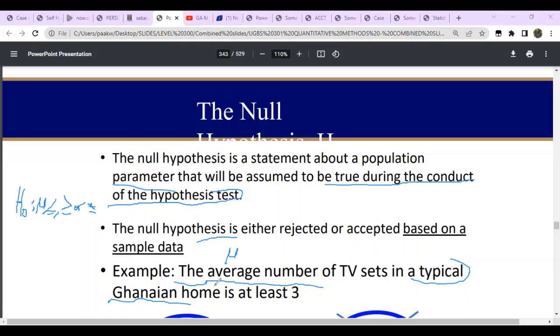Okay. So as I said, the mu here is talking about the population. Then you use a sample. That's what they said here. The null hypothesis is either rejected or accepted based on a sample data. The keyword is this one, as they've underlined it. So sample data. You pick a sample and use that sample to test whether the assumption, the null hypothesis, is true or false. Right. So I hope I can move on.